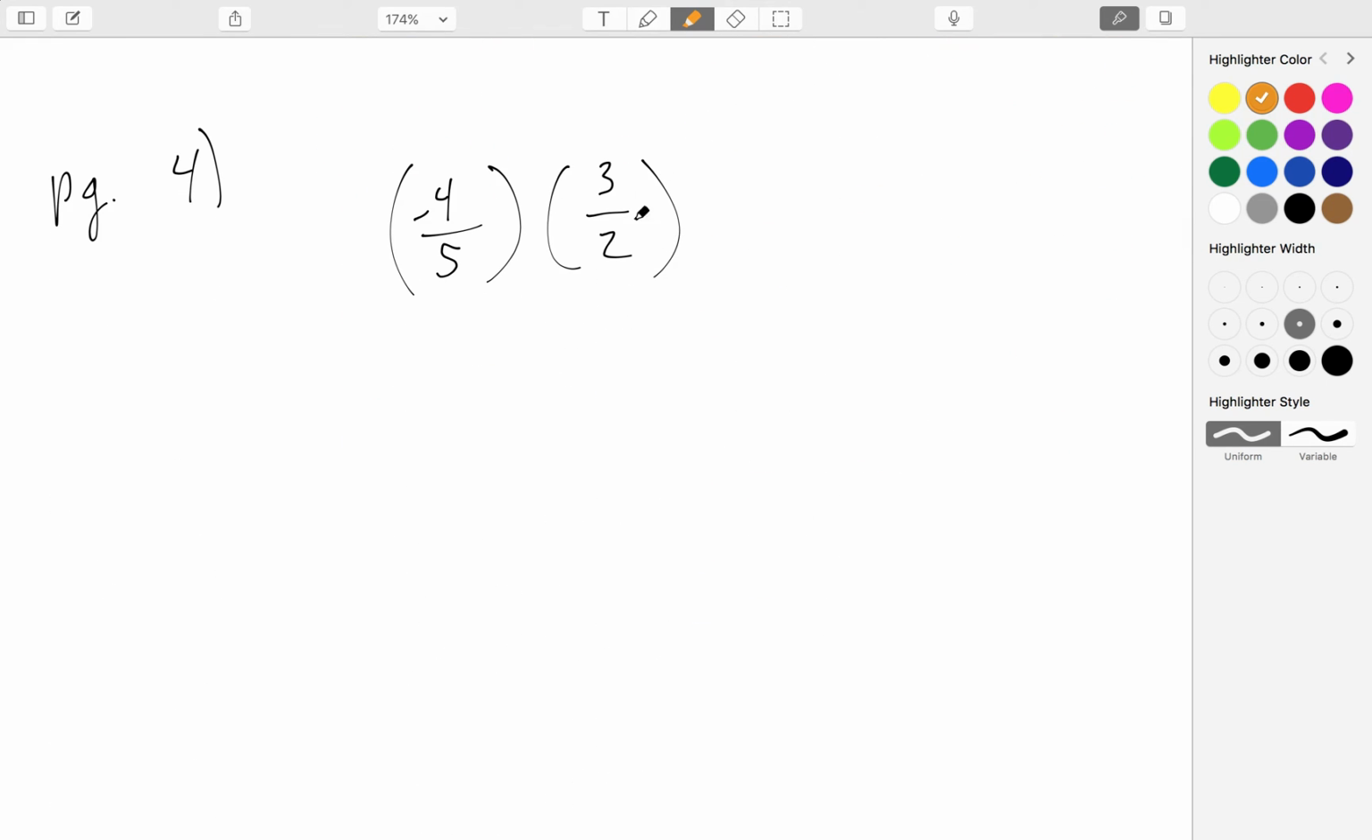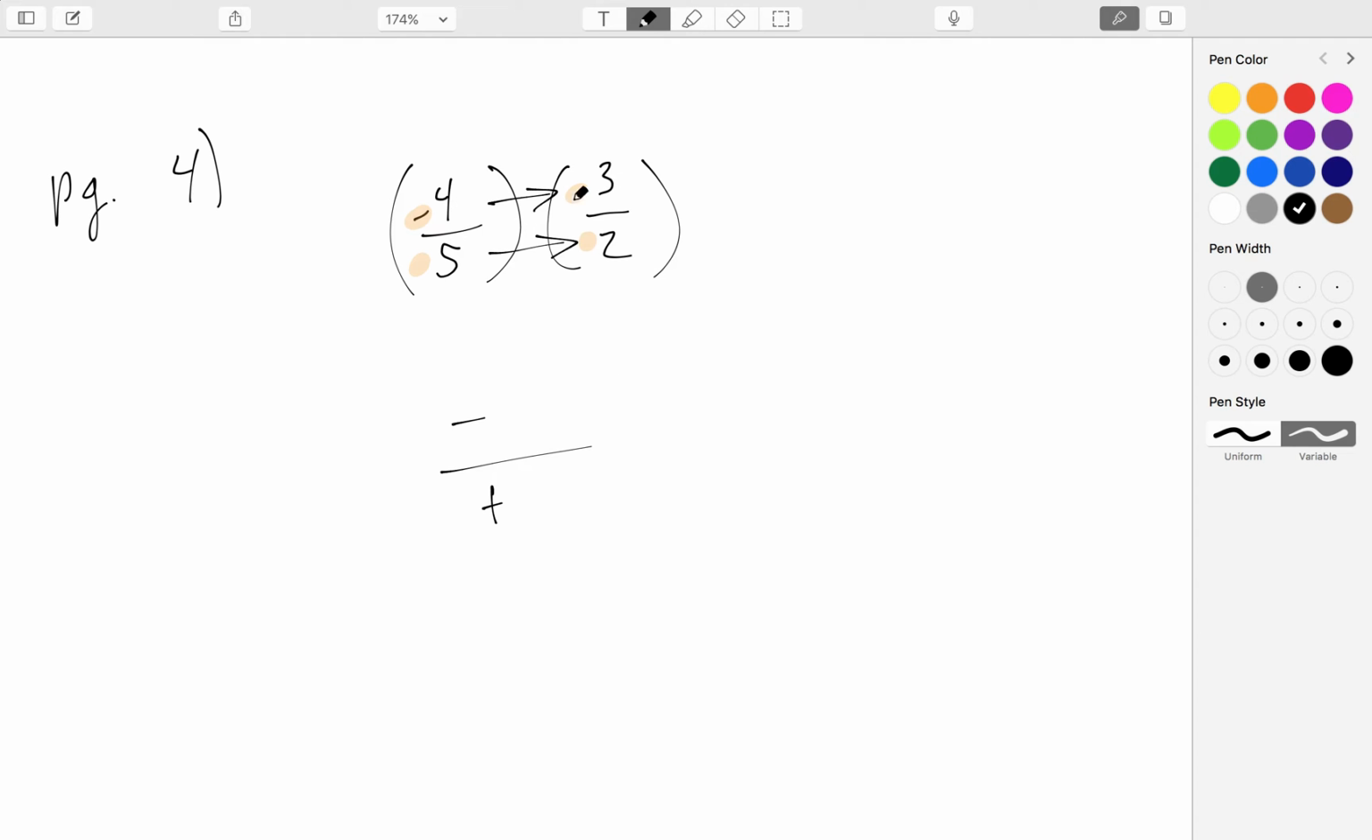Okay, let's go to page 4. Page 4, we have negative 4 times 3 and 5 times 2. So what is a negative times a positive? Negative. What is a positive times a positive? Positive. Okay, what's 4 times 3? 12. What's 5 times 2? 10. Ends in a 2 and a 0.